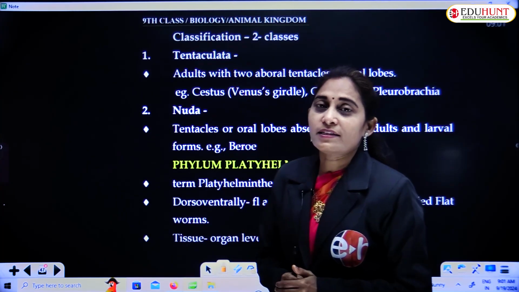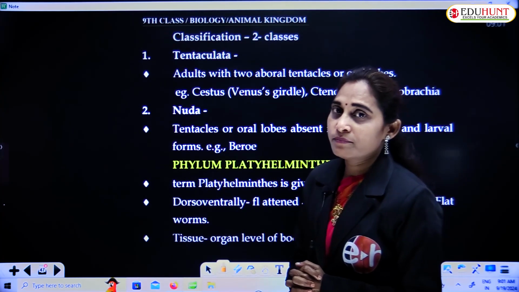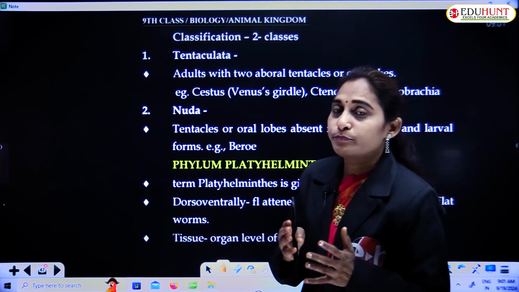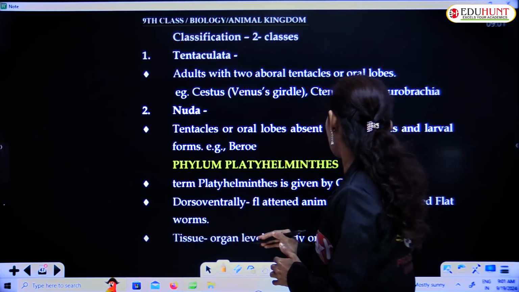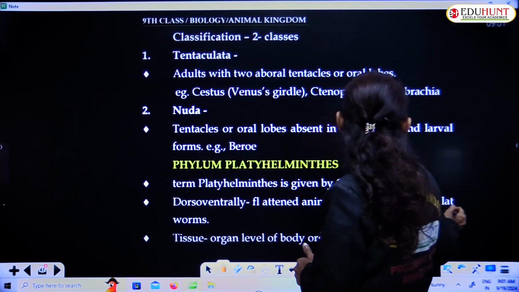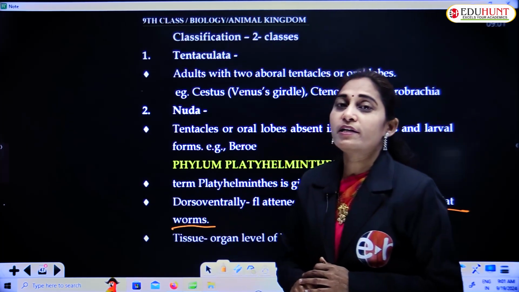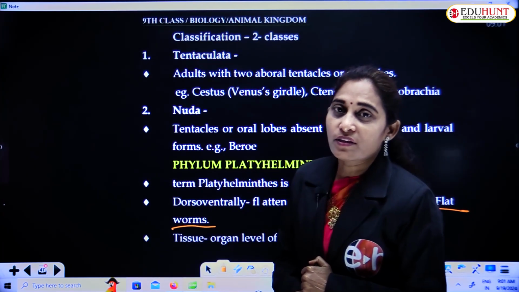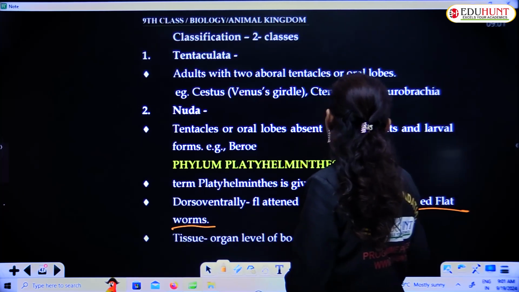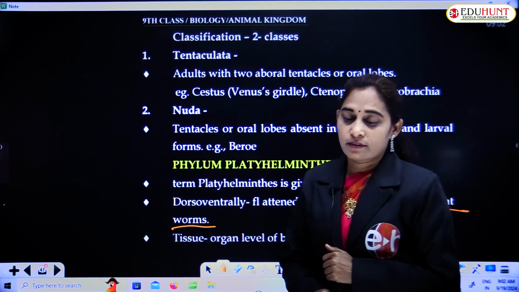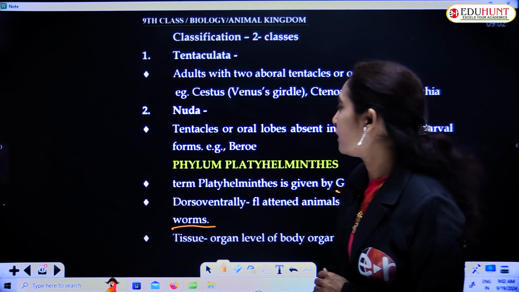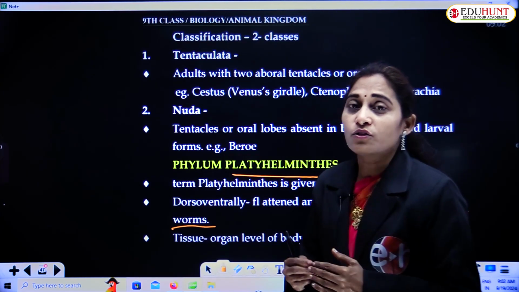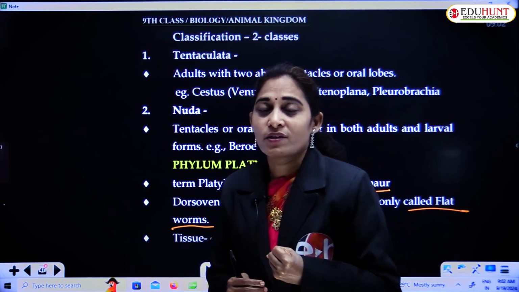Platyhelminthes. Platyhelminthes is a phylum whose organisms are commonly termed flatworms. These are commonly known as flatworms. And the name Platyhelminthes was given by Gegenbaur. Gegenbaur was the scientist who coined the term Platyhelminthes for a group of animals which are dorsiventrally flattened.